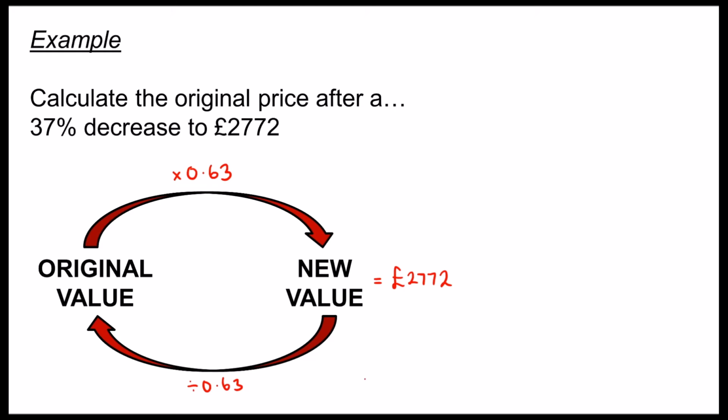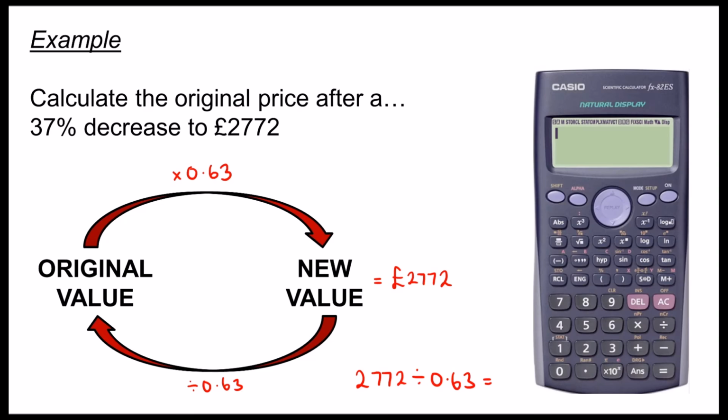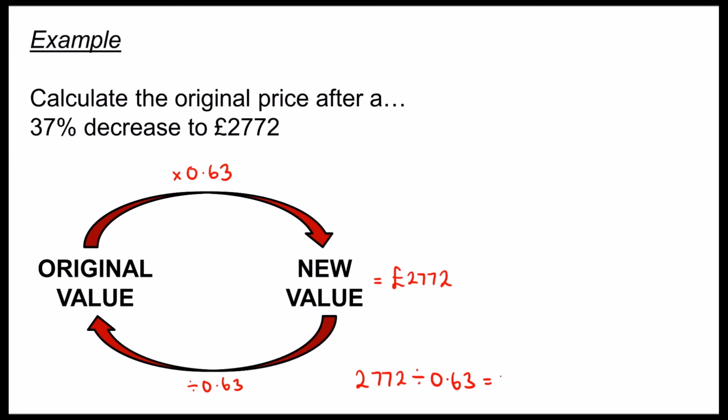So my calculation to put in my calculator is 2,772 divided by 0.63. So 2,772 divided by 0.63 gives me an answer of 4,400. That means that the original price is £4,400.